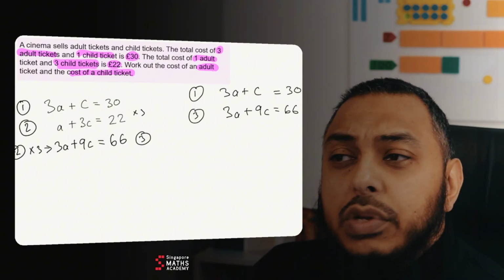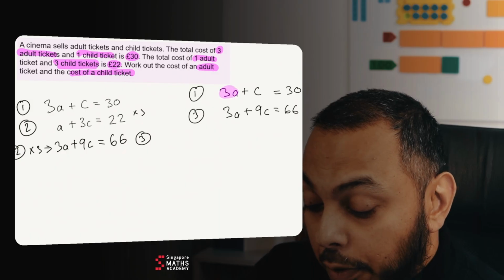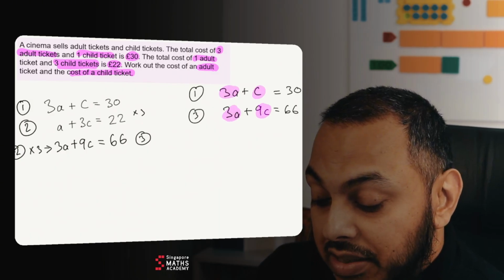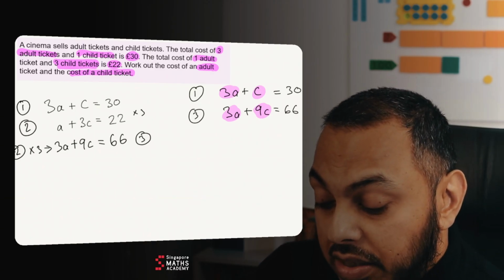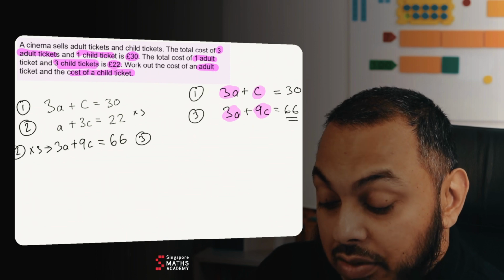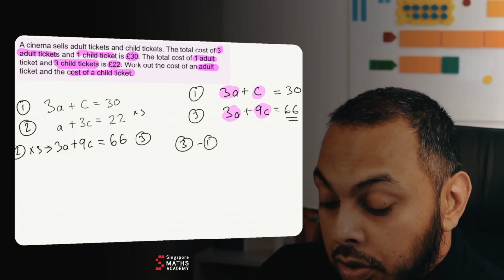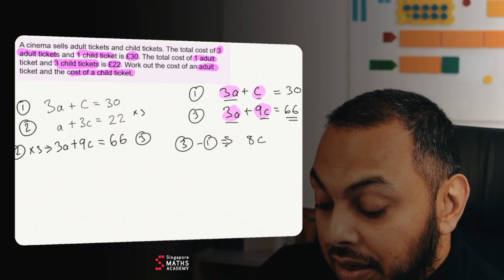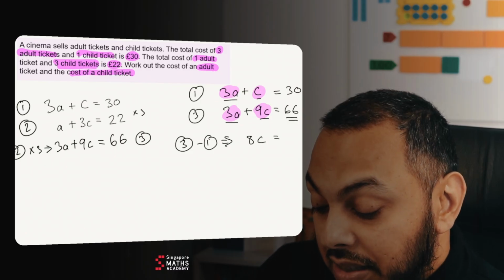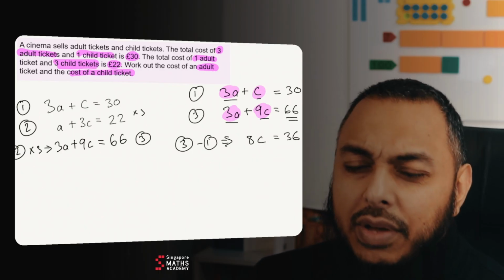And we can see that the difference between the two is going to be, if we just look at the left hand side, they both have 3A's. The difference is going to be this extra 8C for the third one. So what I'm going to do is equation 3 take away equation 1. So I get 3A take away 3A, which is 0. 9C take away C, which is going to be 8C. And I've got 66 take away 30, which is going to be 36, right? So 66 take away 30 is 36.